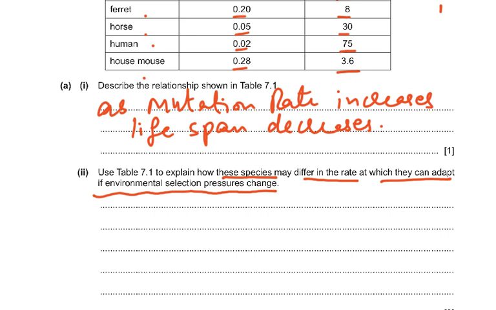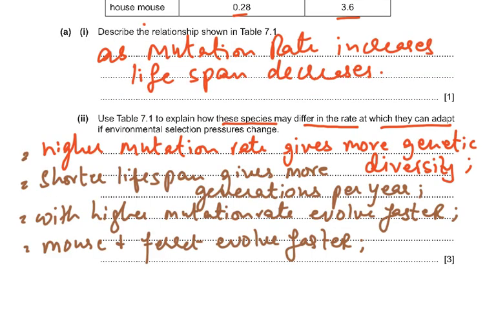And mouse and ferret may adapt or evolve faster. Mouse and ferret are 0.20 and 0.28, and their lifespans are 8 and 3.6. So mouse and ferret, because they will have many generations per year, can adapt or evolve faster. So higher mutation rate gives more genetic diversity, shorter lifespan gives more generations per year. With higher mutation rate, they evolve faster. Mouse and ferret, having the shortest lifespan, will evolve the most.